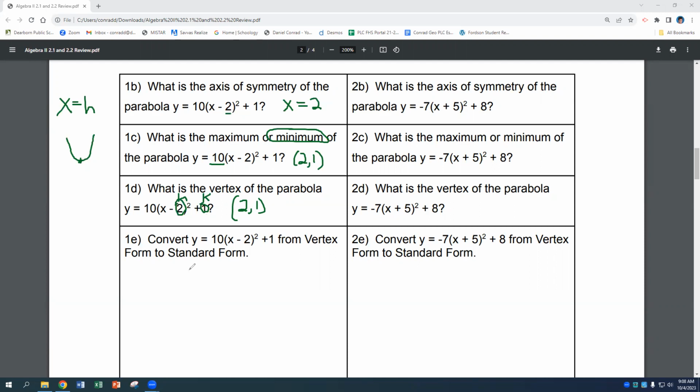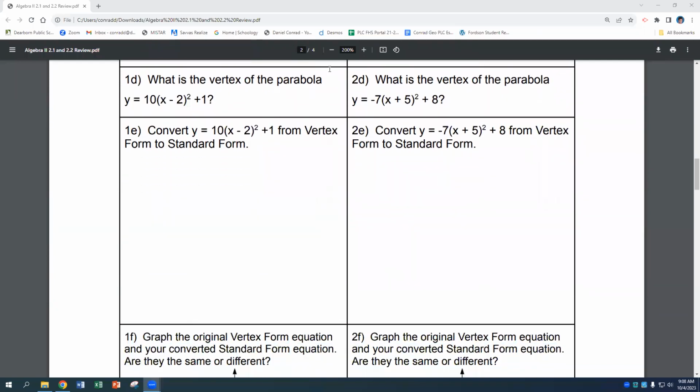All right, we're now going to convert from vertex form to standard form. So let's go down there and look at this for 1e. What I'm going to do first is expand out (x minus 2) squared, and I'm going to write it as (x minus 2) times (x minus 2). And then put my +1 on the outside. So I'm going to do y equals 10, and then in parentheses, I'm going to FOIL my binomial distribution, first, outer, inner, last.